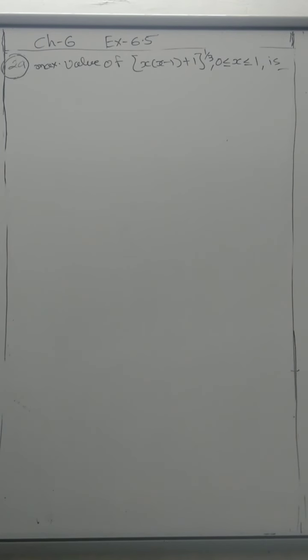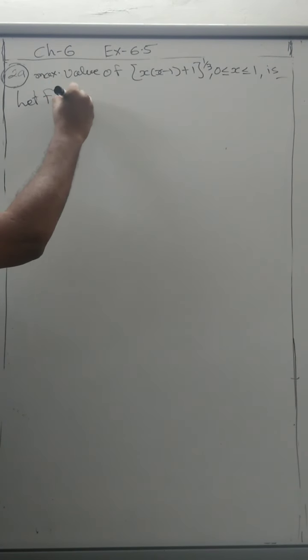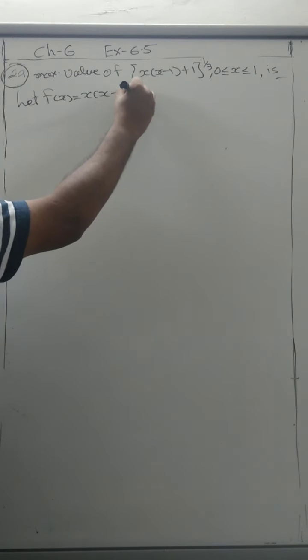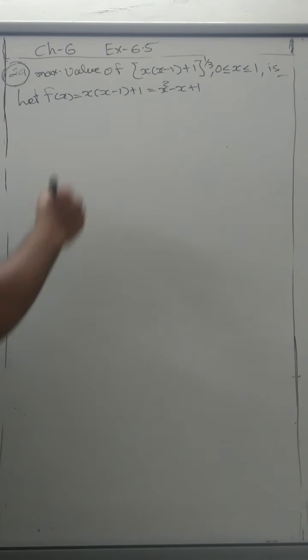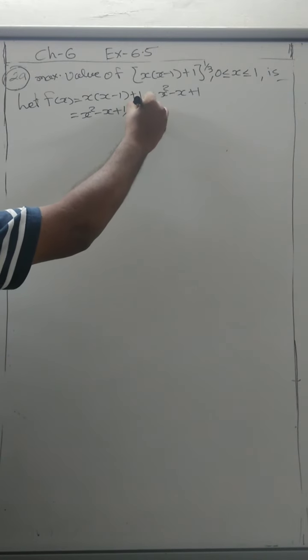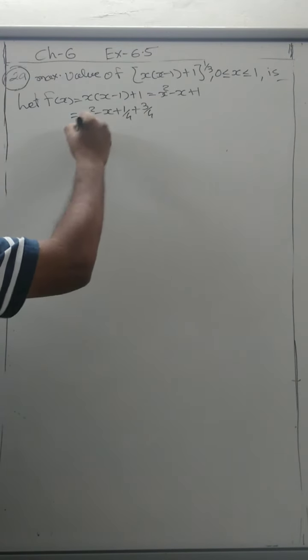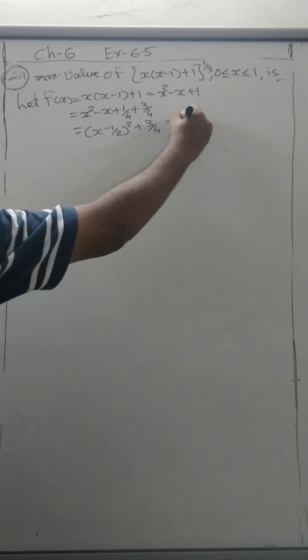Okay, in the 29th question we want to find the maximum value of [x(x - 1) + 1]^(1/3), where the value of x is given in between 0 to 1. First of all, we let f(x) = x(x - 1) + 1, which is x² - x + 1. Now we make it a perfect square trinomial: x² - x + 1/4 + 3/4, which means (x - 1/2)² + 3/4. Okay, this is our first result.